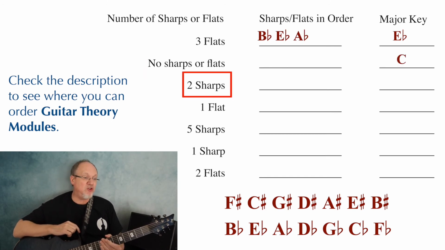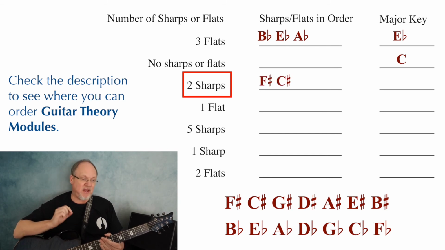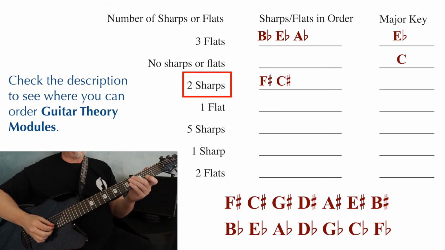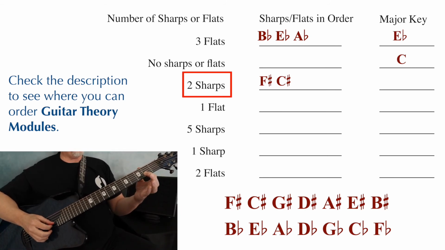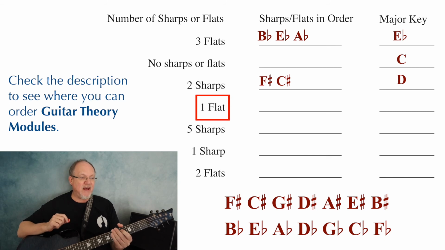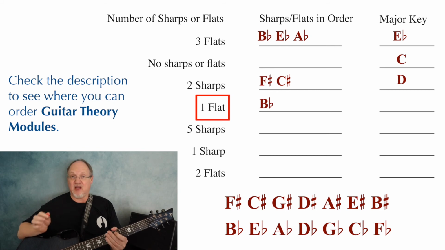And then we have 2 sharps. The first 2 sharps in the row of sharps are F sharp and C sharp. And then to find your key for sharp keys, you take the last sharp in the row, C sharp, raise it a 1/2 step or 1 fret, and you're on a D, so that puts us in the key of D major. Then we have 1 flat. If it's 1 flat, it can only be B flat, the first flat in the row. And that's going to be F major.